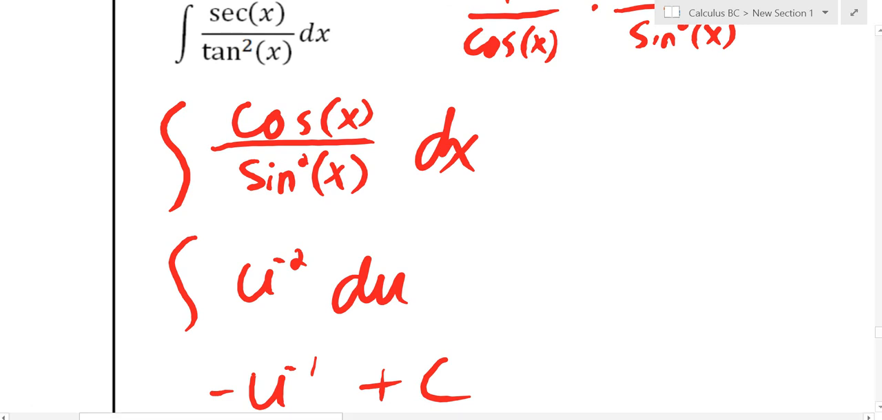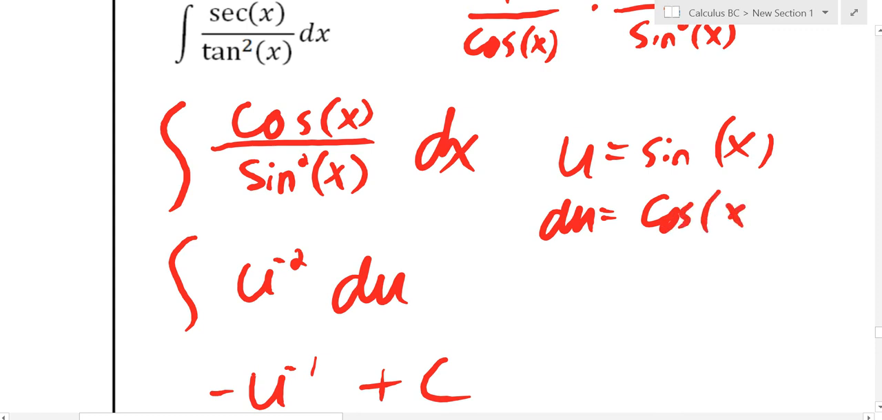Because u is sine squared, right? No, u is sine. I'm sorry. U is sine. And then du is cosine. So the top is du, right? The bottom is u squared, so u to negative 2. It is, but tangent's in the denominator. So it's the reciprocal of tangent. Okay?